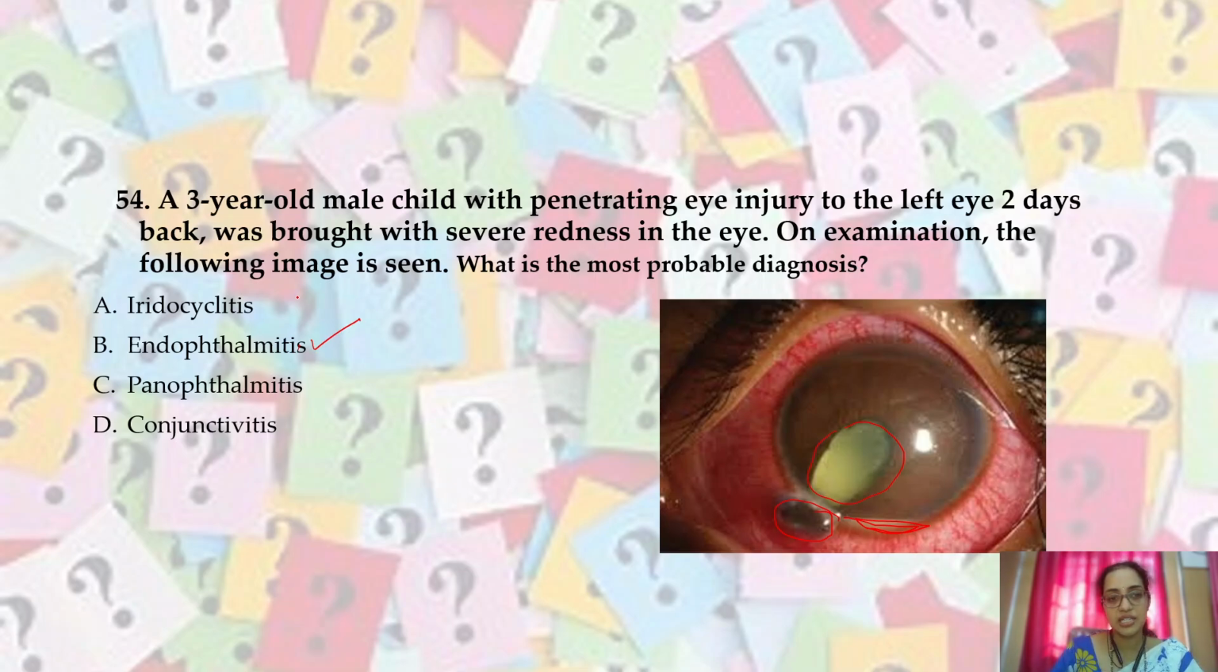In iridocyclitis, you do not get a yellow reflex in the pupil. In panophthalmitis, the cornea will not be so clear. The cornea will be very hazy and sloughed. Conjunctivitis will not have a hypopyon.